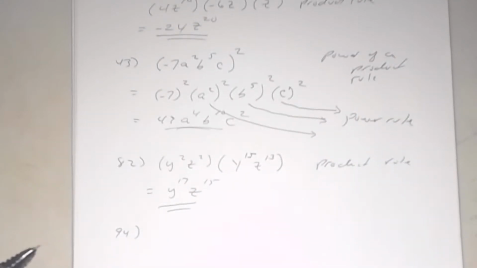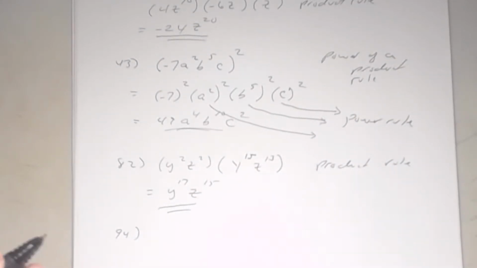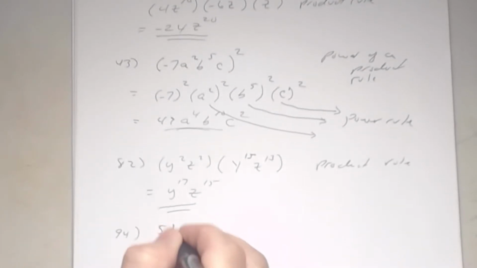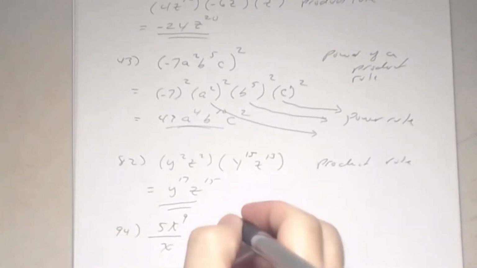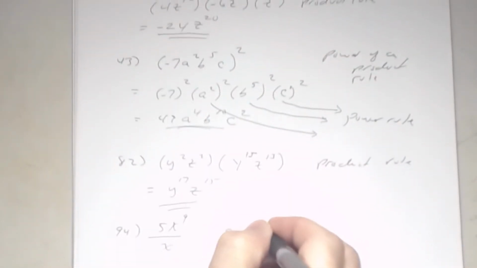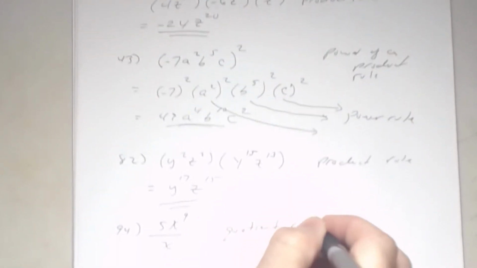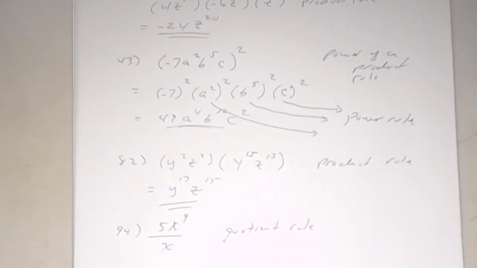94. All right, 94, you have 5x to the 9th divided by x. What rule are you going to use here? What's that rule called? Quotient rule. That's the quotient rule. So the quotient rule says that when you divide like bases, your answer would be that base raised to, and what do you do to those exponents?